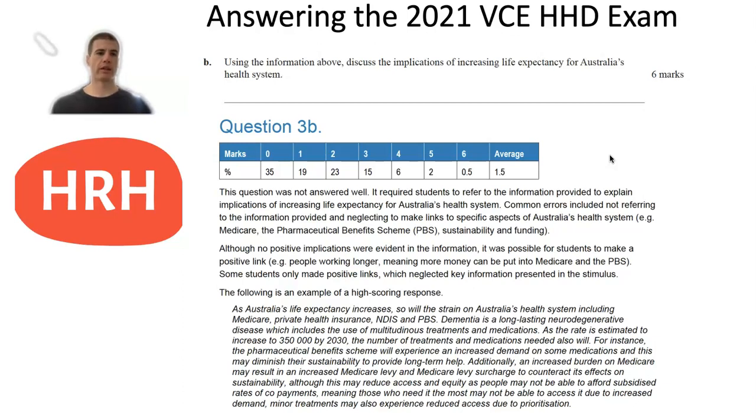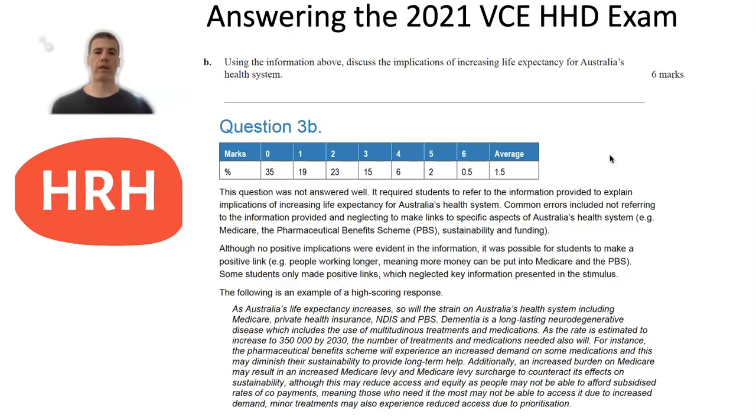One of the things to really think about if you see a question that mentions the Australian health system is trying to link into things like Medicare, PBS, NDIS, or private health insurance. This student did a good job of that. They linked into the fact that dementia is likely to have an impact on the healthcare system. They talked about how the PBS might experience an increase in demand for medications related to dementia, and there might be an increased burden on Medicare, and therefore the Medicare levy and Medicare levy surcharge might have to rise, which might have an impact on people's access to healthcare and also equity.